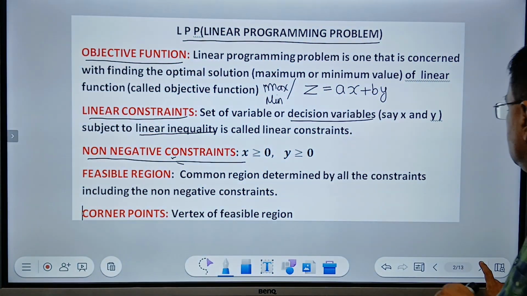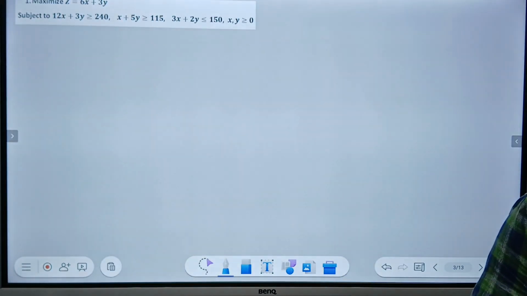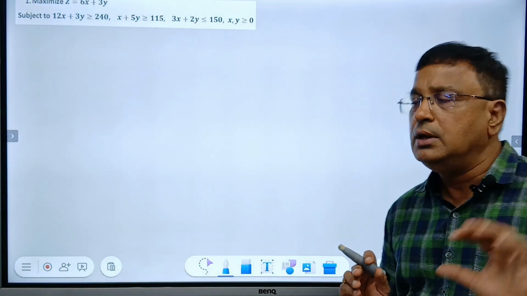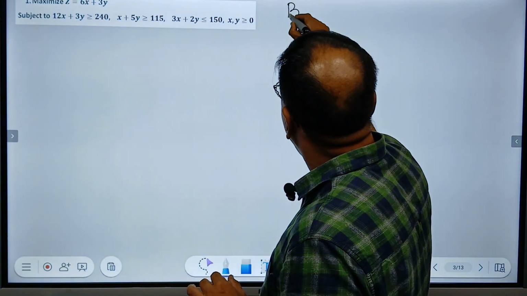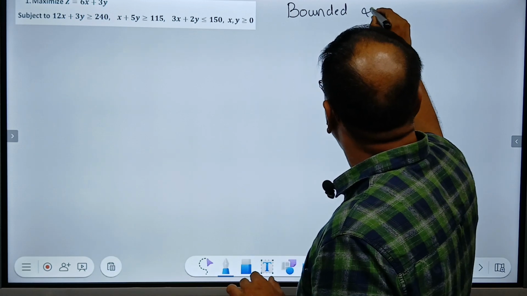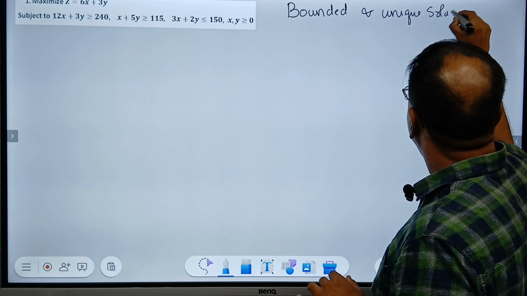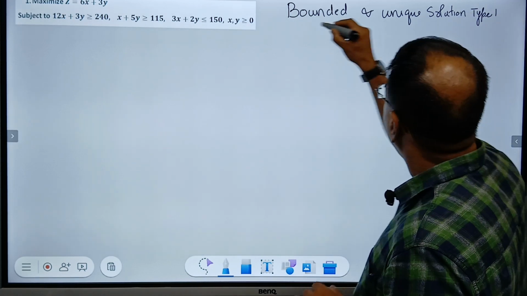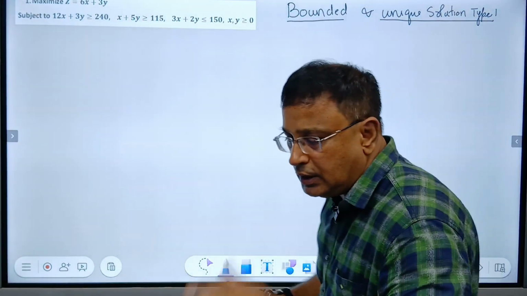Okay, so let's go to the first problem. In linear programming problems there are different types. So I am going to do one problem from each type just for a sample. Now the first problem is bounded, and it has a unique solution. So this is type 1. Okay, I have selected a problem which is bounded and has a unique solution. What it is, we will see in the course of the problem.